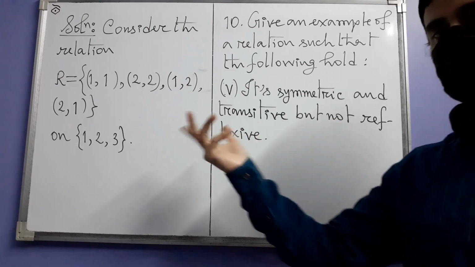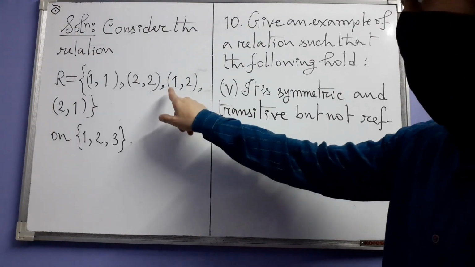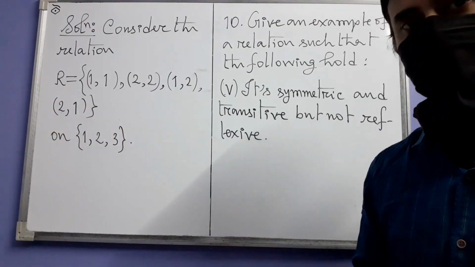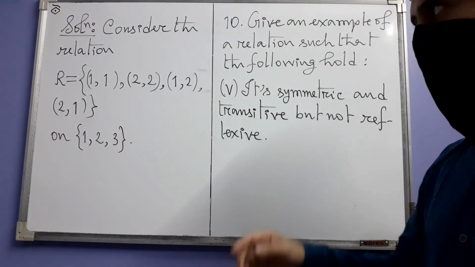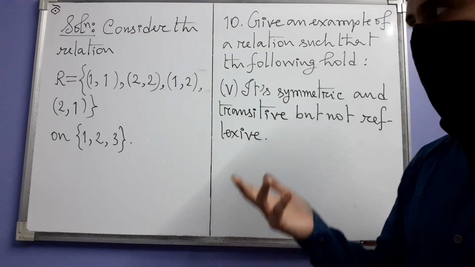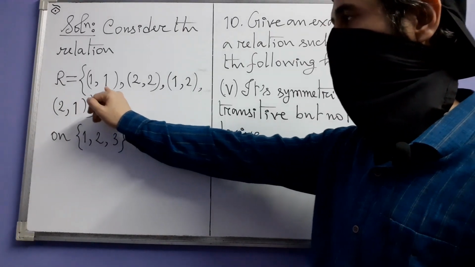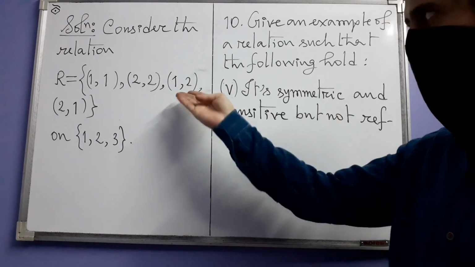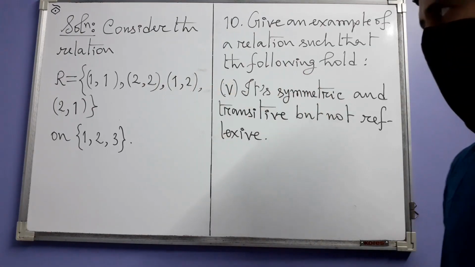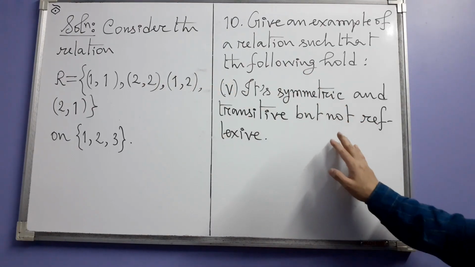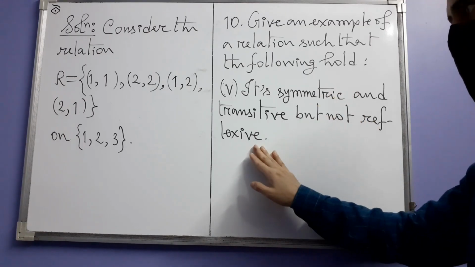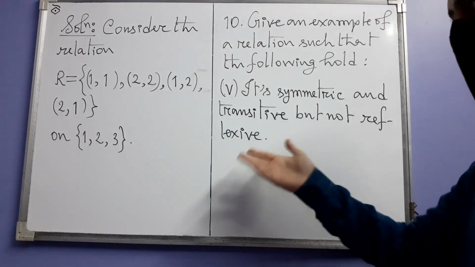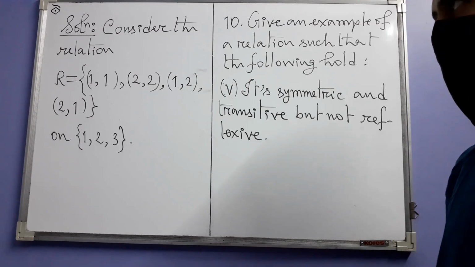It is also transitive, which you can check. For example, you have (1, 2) and (2, 1), so you have (1, 1). If you come from that side, (2, 1) and (1, 2), you have (2, 2). You should consider the other possibilities as well. For example, (1, 1) and (1, 2) are there, so (1, 2) should be there, which already is there. So it is symmetric and transitive, but it's not reflexive because you do not have (3, 3). So that concludes this solution. Let us see the next one.